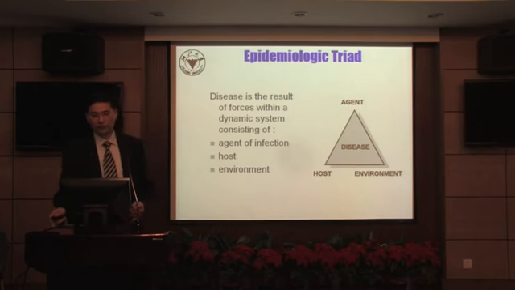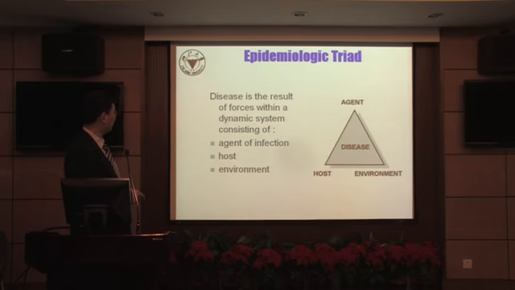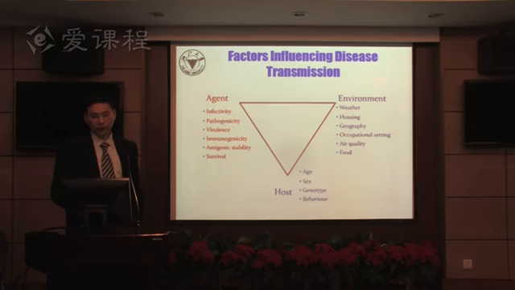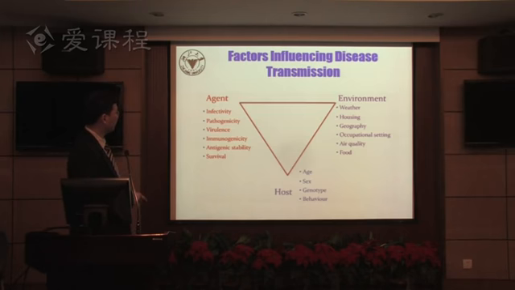In the epidemiological triad, we see the disease is a result of forces within a dynamic system, consisting of the agent of infection, the host, and the environment, and all the sides of the triangle relate to this disease. These are the factors influencing disease and transmission. We see the agent is here, and the environment and the host, and there are a lot of factors listed in these places. They are all involved in this disease.